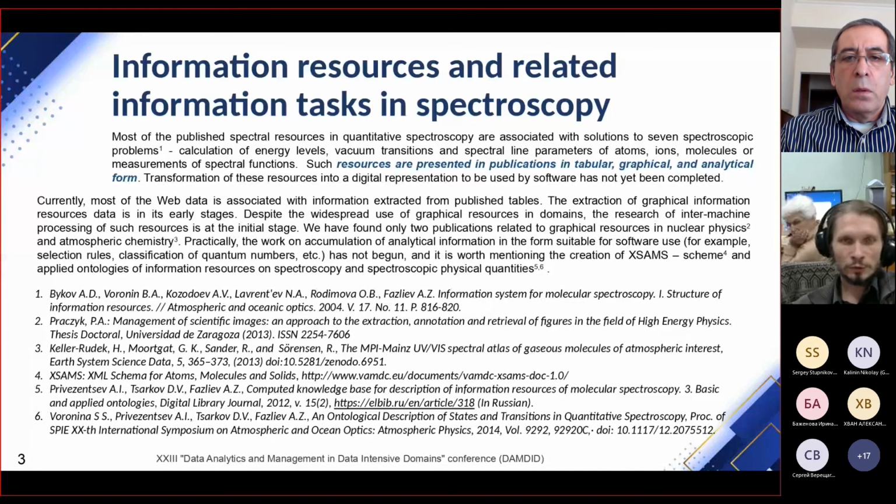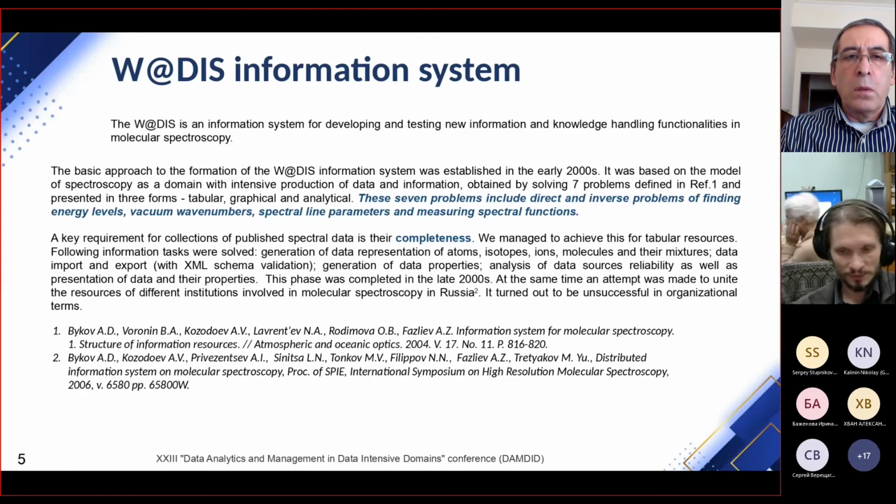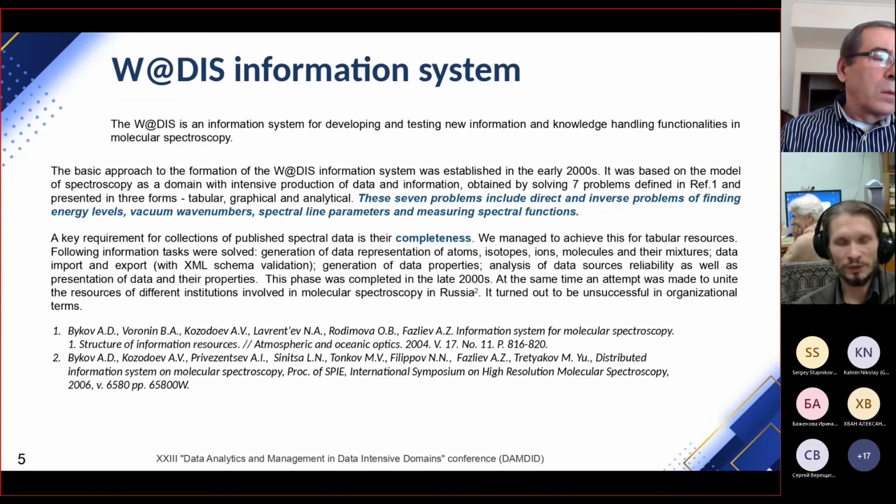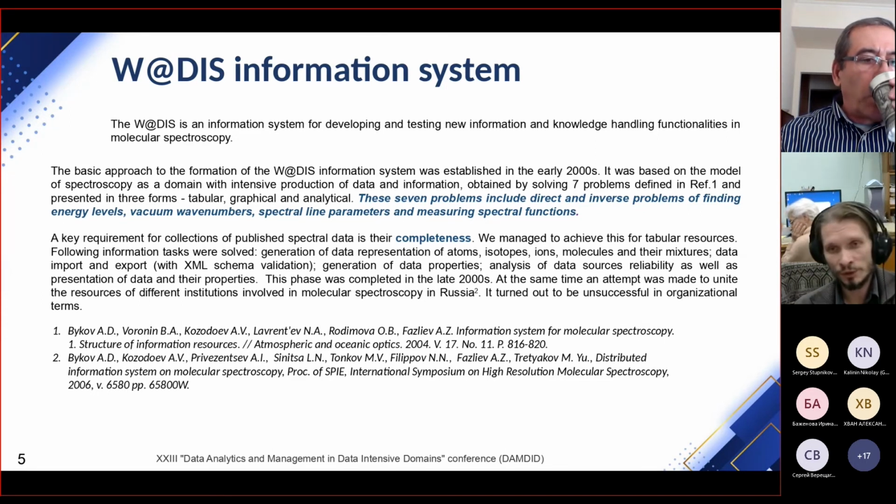Now it's time to talk about the various information systems developed in our institute. It is a test bed for development and testing of new information and knowledge handling functionalities in the domain of molecular spectroscopy. The basic approach to the formation of the system was established in the early 2000s. It was based on the model of spectroscopy which I described above, a model with 7 different spectroscopic problems, direct and inverse problems of finding energy levels, vacuum wave numbers, spectral line parameters, and measuring spectral functions.